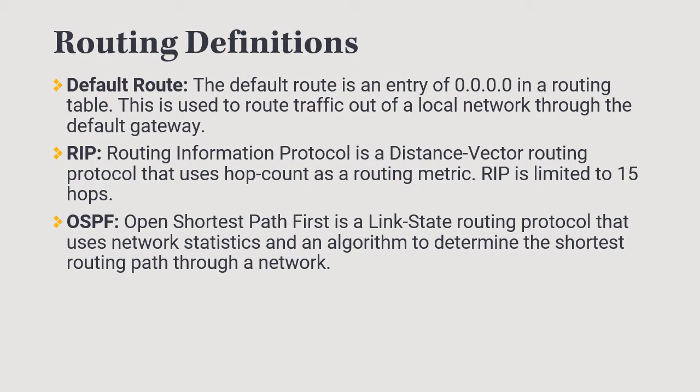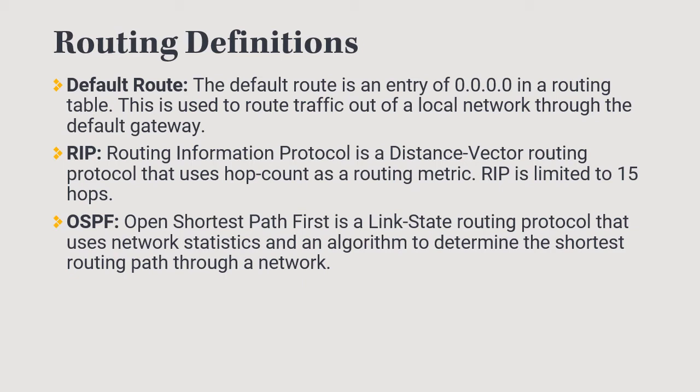And then we have OSPF, which is Open Shortest Path First. This is what's called a link state routing protocol. What this does is it keeps track of statistics for each of the paths, and it will use an algorithm or a series of steps to determine the shortest path through the network. So the shortest path may actually not be the fewest number of hops, because some of those hops could be faster routers.